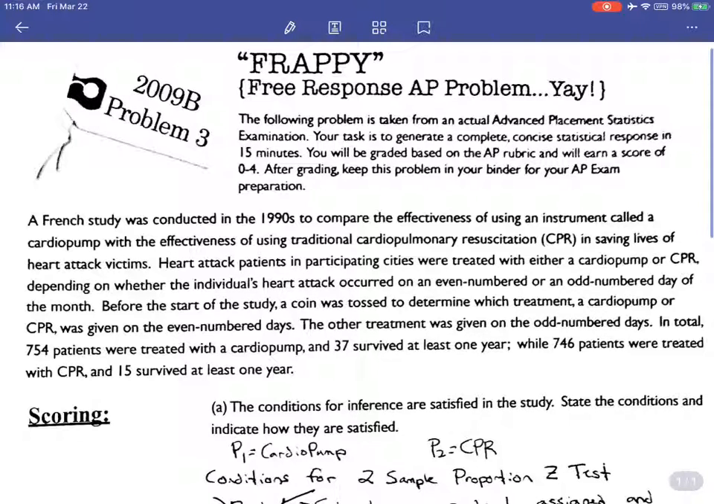Before the start of the study, a coin was tossed determining which treatment, a cardiopump or CPR, was given to the even-numbered days. The other treatment was given on the odd-numbered days. In total, 754 patients were treated with a cardiopump, and 37 survived at least 1 year, while 746 patients were treated with CPR, and 15 survived at least 1 year.